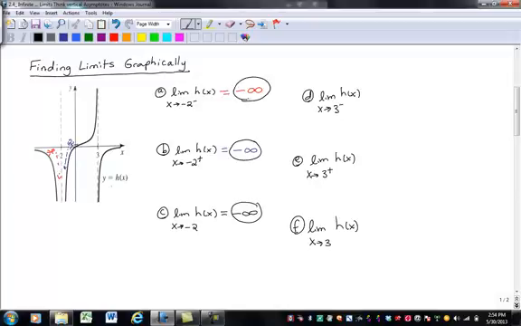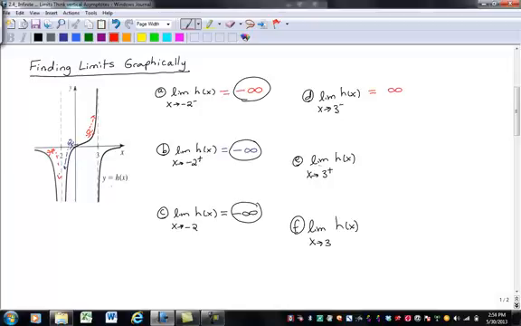Now the other vertical asymptote in this graph happens at x equals 3. You can see the dotted line which represents the vertical asymptote. Part D asks me to find the limit of h of x as x approaches 3 from the left. So I have to stand on the graph to the left of 3 and look and see what happens to the y value there. You'll notice that the graph is going straight up, so the y value is going to positive infinity. So it's positive infinity as I approach 3 from the left.